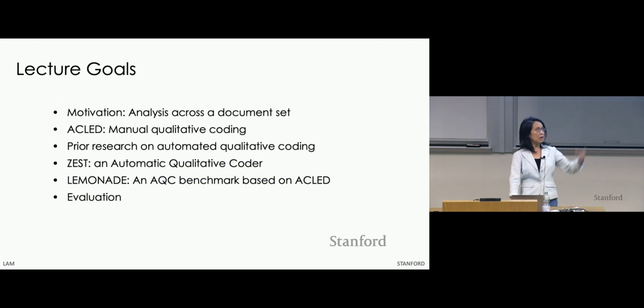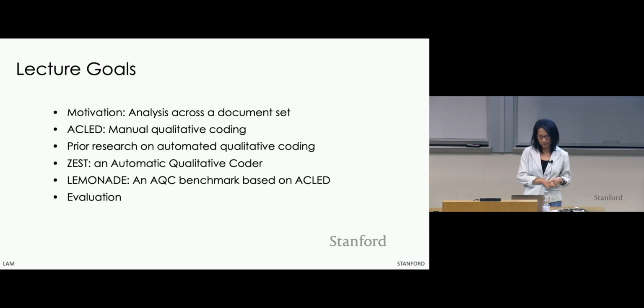So this is the outline of what we're going to do today. We're going to start by talking about this concept of analysis across a document set. We'll provide some more motivation. Then we're going to look at this very specific case of document set analysis. This is a manual document set analysis, okay? This is not a CS project. It is a multi-year, multi-country project, and we're going to talk about that.